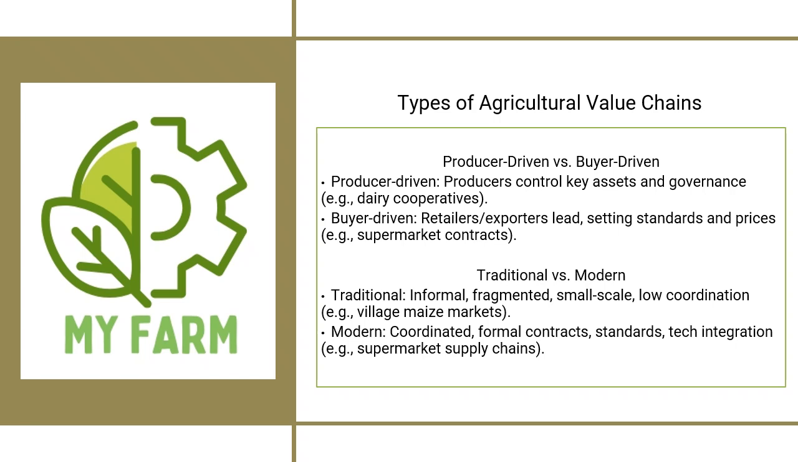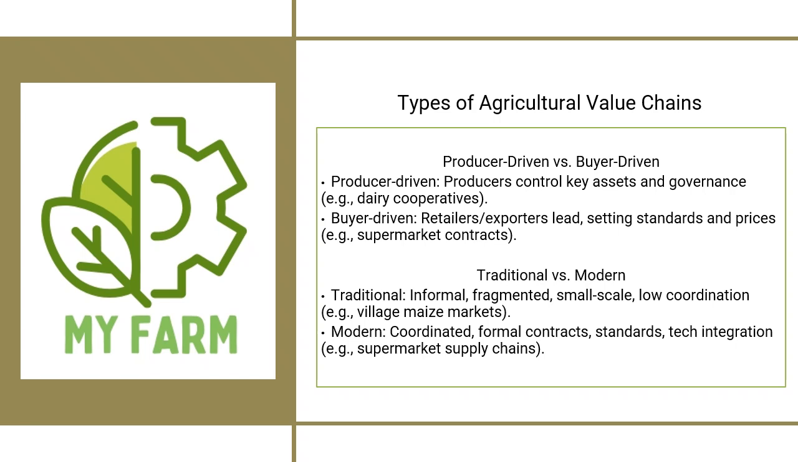In contrast, buyer-driven chains are led by retailers or exporters who set standards and prices. Supermarket contracts with vegetable growers exemplify this model, where retailers specify detailed product requirements and often dictate terms of trade. We can also distinguish between traditional and modern value chains. Traditional chains are typically informal, fragmented, and small scale with low coordination. Village maize markets in many developing countries operate this way, with multiple intermediaries and limited standardization.